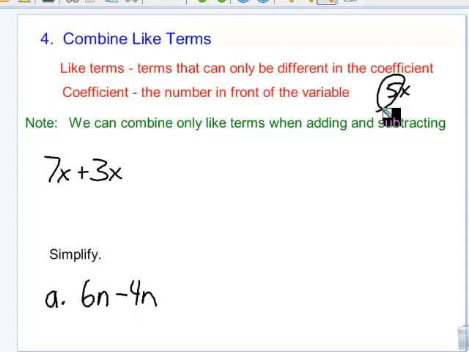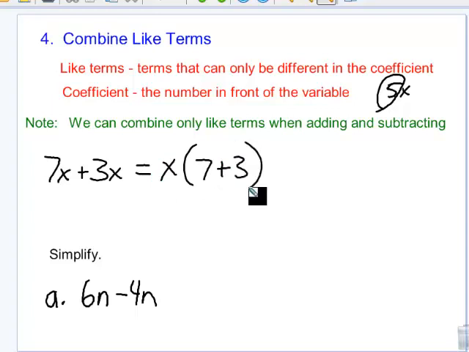When we add, and it's only for addition and subtraction. So to show you how this works and why we can combine the 7x and 3x into 10x, I'll show you why we can. What I'm going to do is kind of a reverse distributive property. And you might be saying, why did he do that?